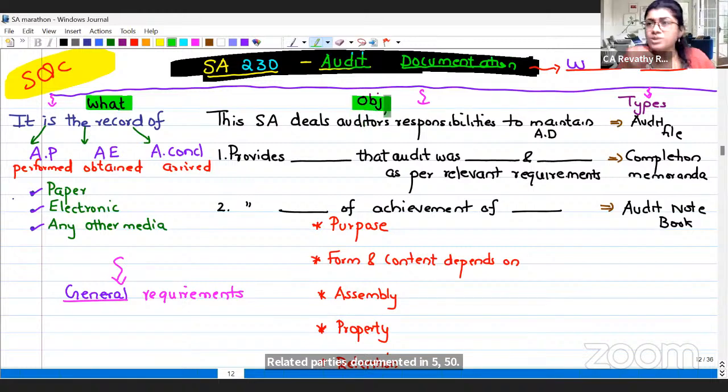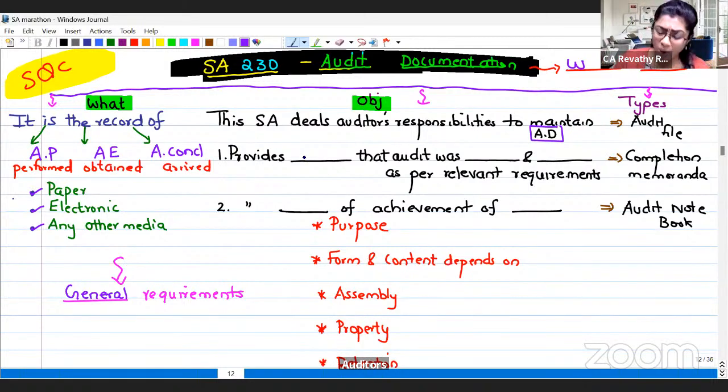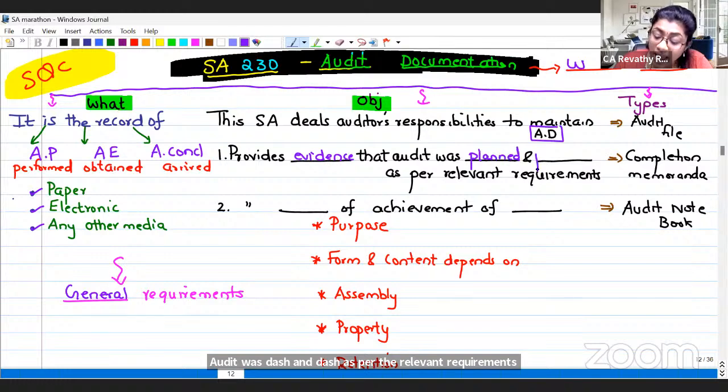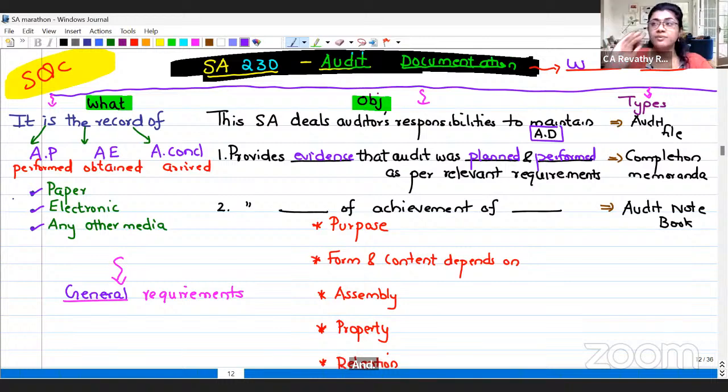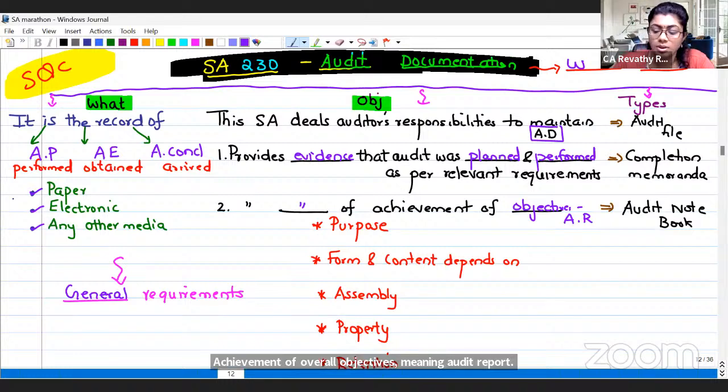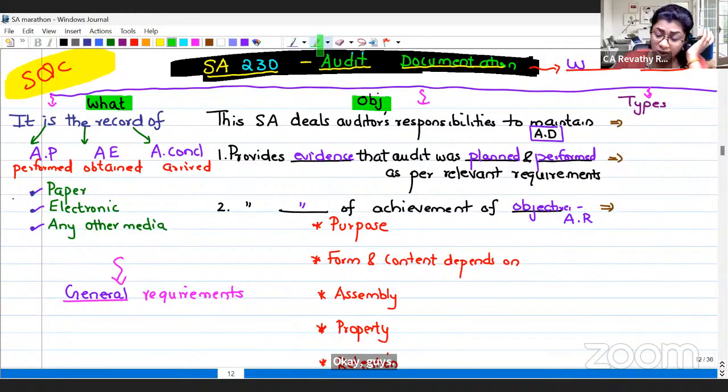Okay. Now, what is the objective of this SA? This SA deals with scope and objective. Auditor's responsibility to maintain audit documentation. So, audit documentation provides evidence that audit was planned and performed as per the relevant requirements. Not only that, provides evidence of achievement of overall objectives, meaning audit report. Are we clear? Okay, guys. So that's about the objective.